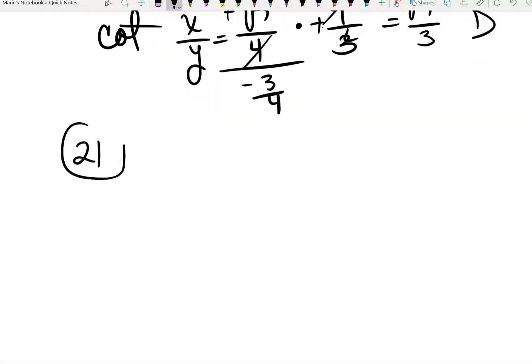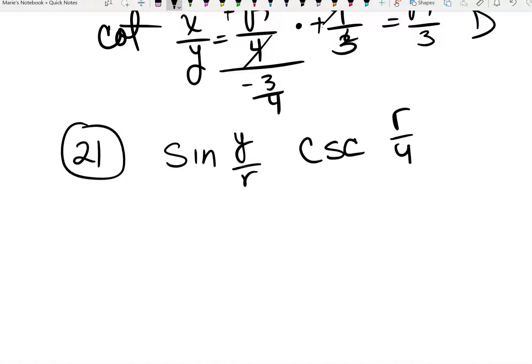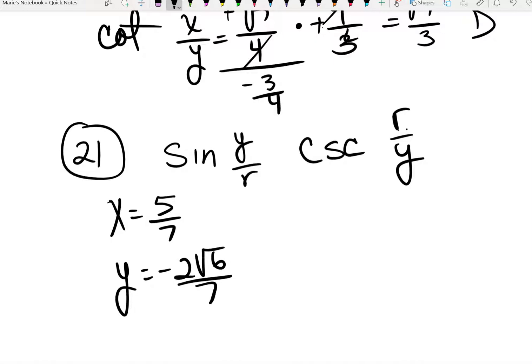Right, here's 21. Okay, this one you do have to find r because it's cosecant. They're asking you for cosecant, and we know that the ratio for that is the inverse of sine, which since sine is y over r, cosecant is going to be r over y. So we need r. They are giving us x at 5/7. They're giving us y at negative 2 square root of 6/7.